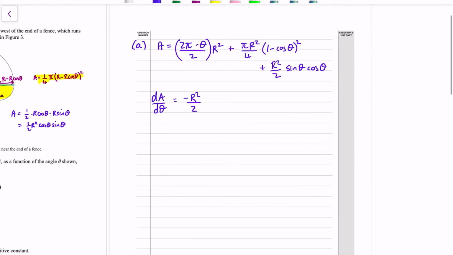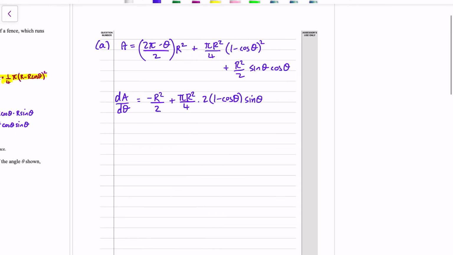The second term, the constant pi r squared over 4, just sits in the front of the expression. We use a chain rule to differentiate the thing squared: 1 minus cos theta all squared. The 2 comes down the front of those brackets, but the power drops to a 1, and then we times by the inner derivative. Minus cos theta differentiates to sine theta.